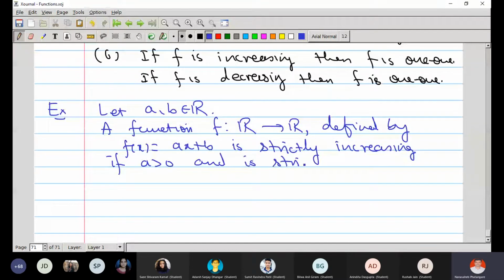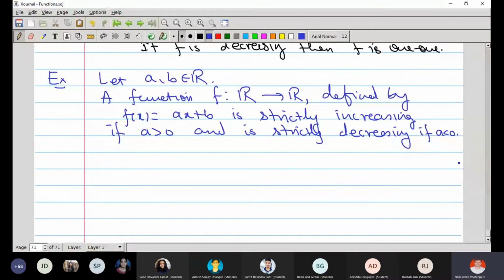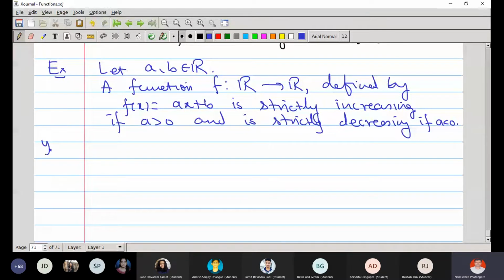Because if you look at the function ax + b, basically y = ax + b, what is the graph of this function? A straight line. And what is a in this case? Slope. And therefore, if the slope is positive, the function is increasing, right? The line is increasing, and if the slope is negative, the line is decreasing. So this is an easy exercise. You should work it out. Correct?